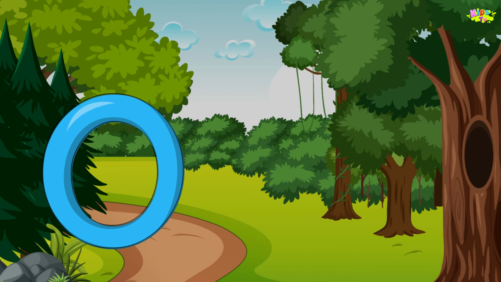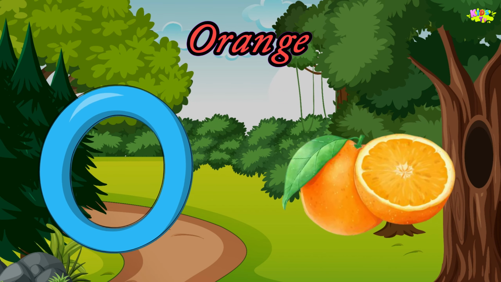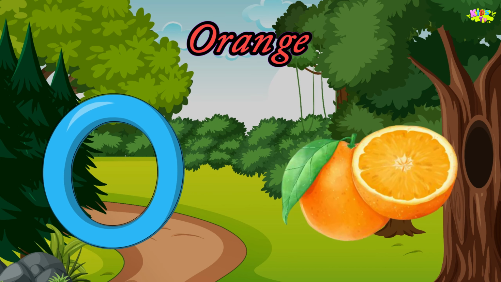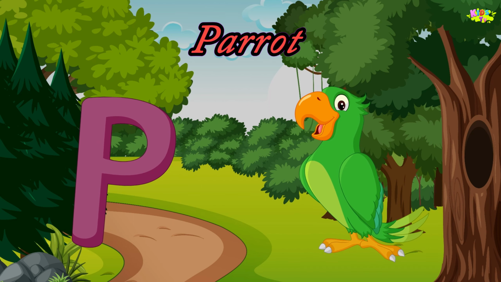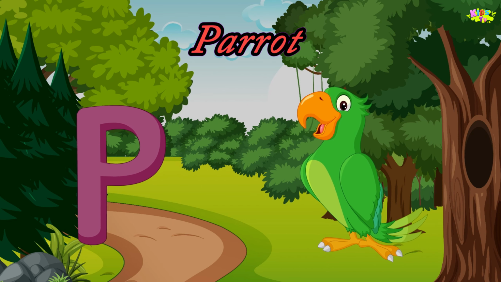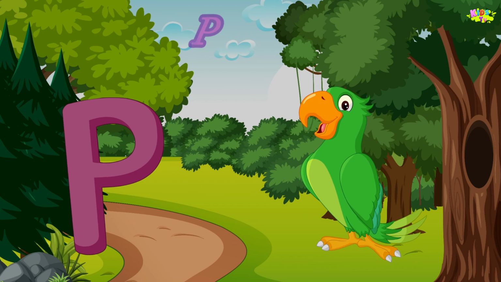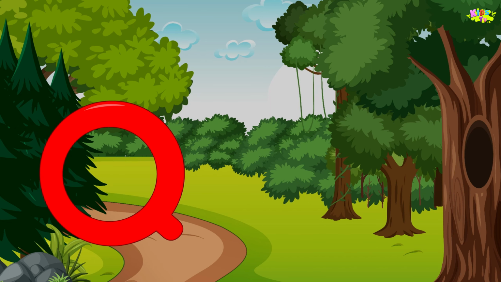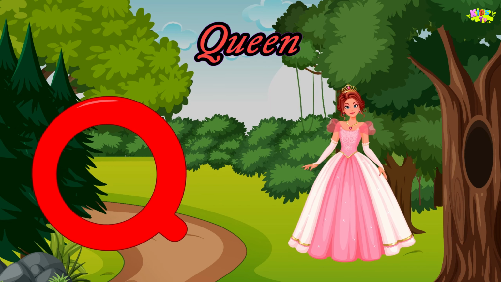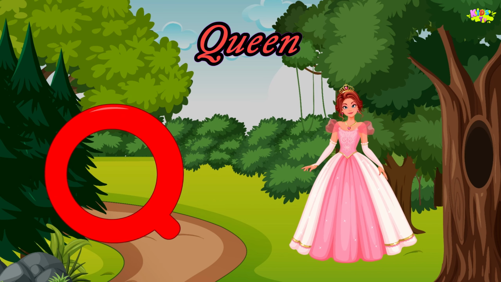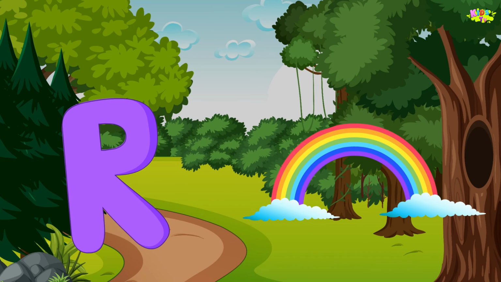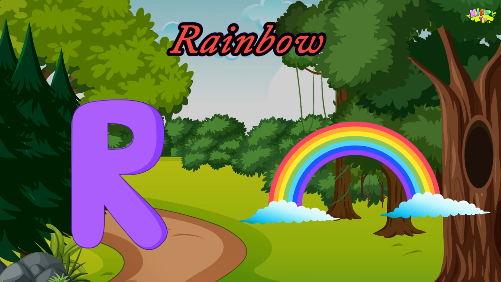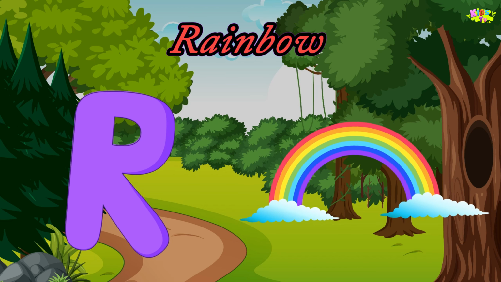O is for orange, orange. P is for parrot, pa, pa, parrot, P, parrot. Q is for queen, Q, Q, queen, Q, queen. R is for rainbow, r, r, rainbow, R, rainbow.